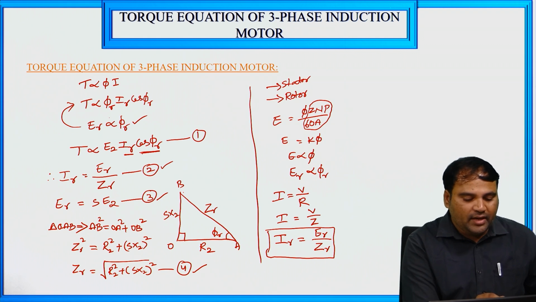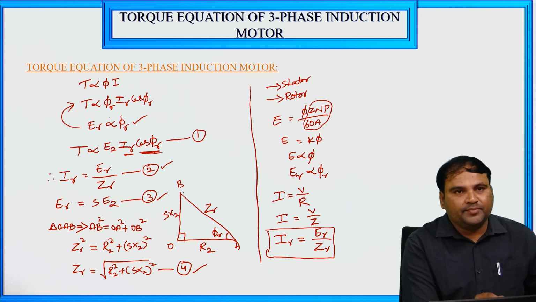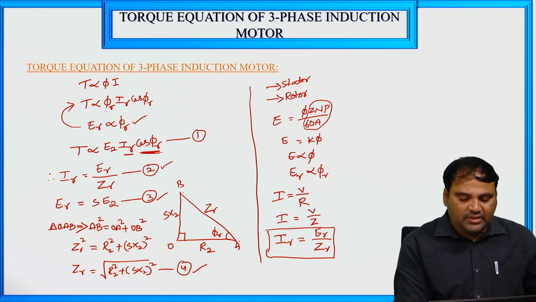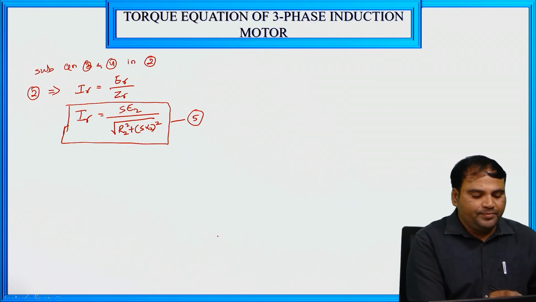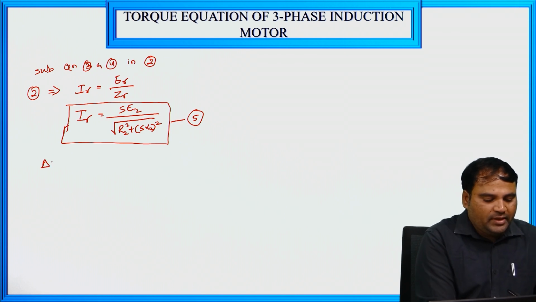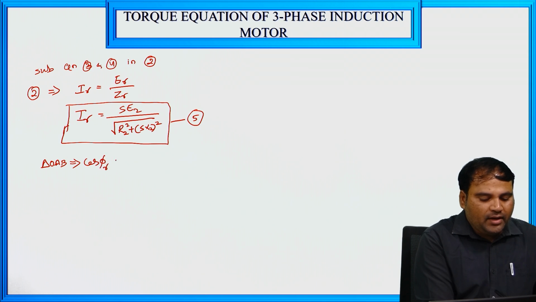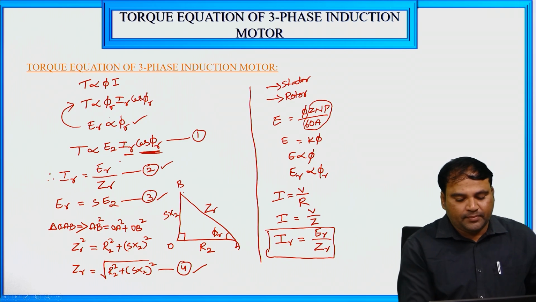Now I need to calculate the cos phi r. I need to calculate the power factor cos phi r. So from this triangle OAB, cos phi r is equal to OA divided by AB.